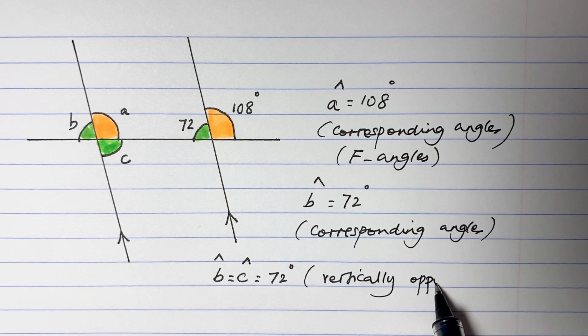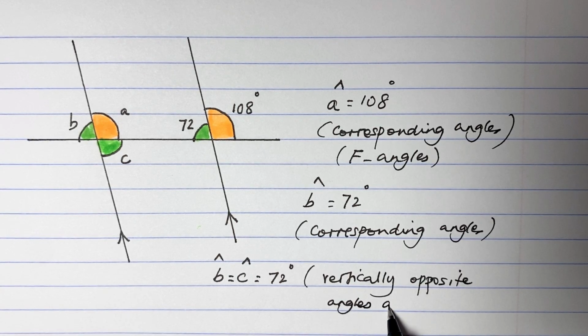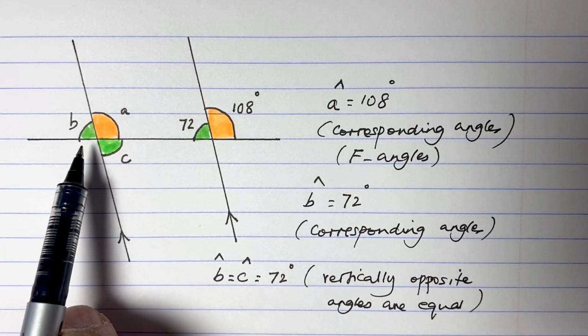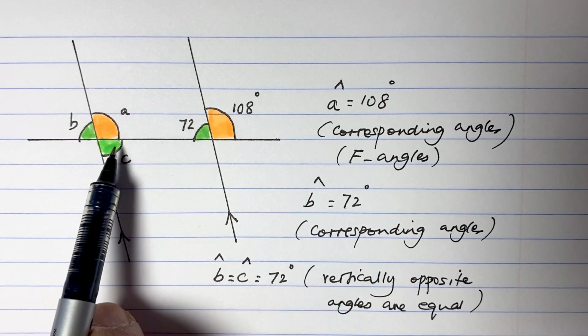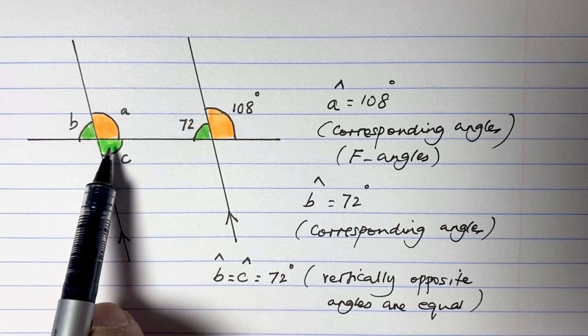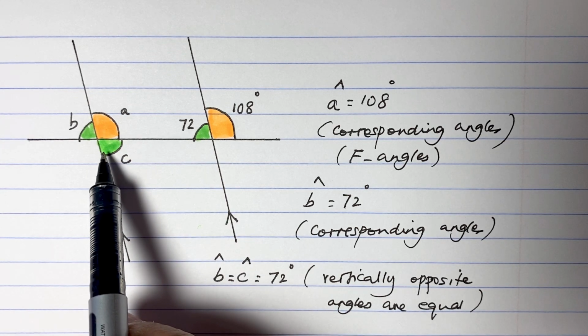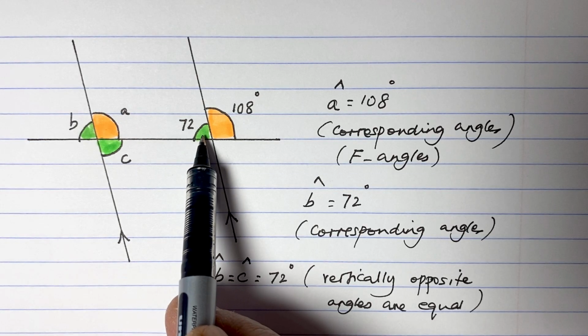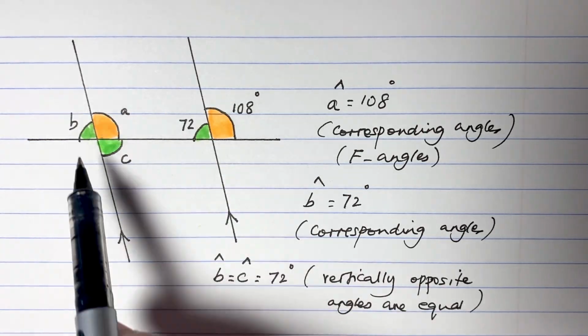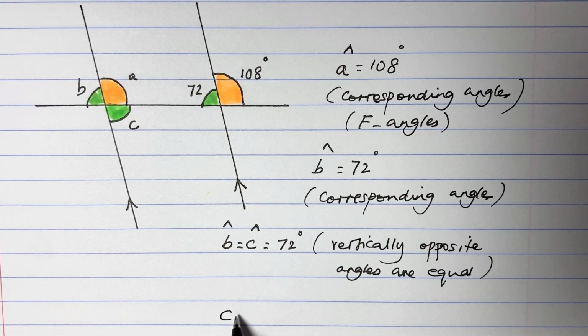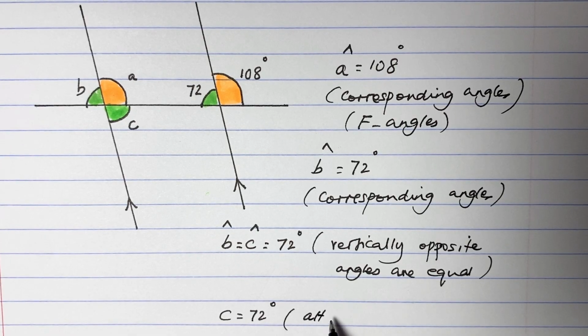Vertically opposite angles are equal. Or you could have said C and 72 are alternate angles. C is a small angle, 72 is the small angle. One is on this side of the line and the other one on the other side of the line. And they are within the parallel lines. So C also equals 72, alternate angles.